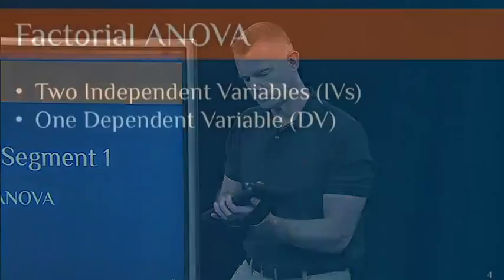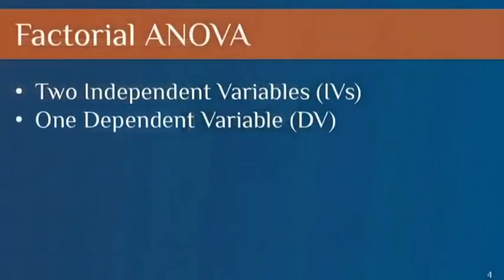So in the last lecture, we covered an introduction to ANOVA via a one-way between groups ANOVA. Now we're going to add in a second independent variable and cover factorial ANOVA. So in a factorial ANOVA, we'll have two independent variables and one continuous dependent variable.